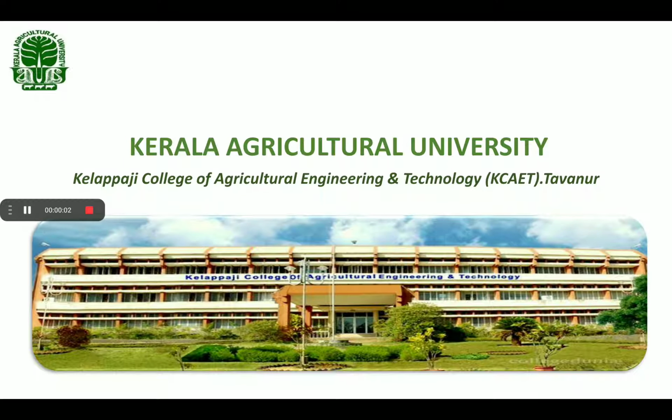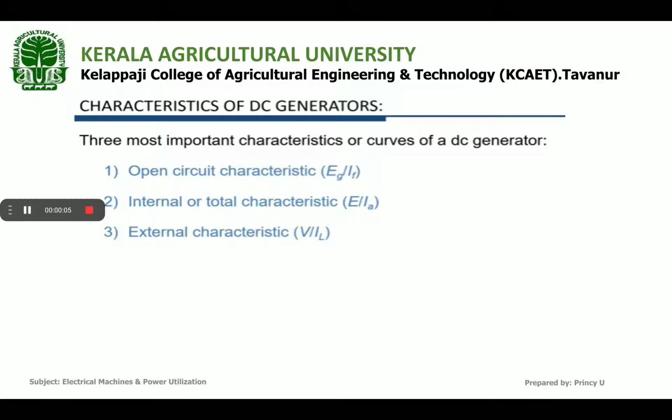Today we are going to study different characteristics of DC generators. Mainly there are three important characteristic curves which we have studied in DC generators. Whether it is a self-excited generator or a separately excited generator, generally we have three characteristics. The first one is the open circuit characteristics, a plot between generated EMF and field current.